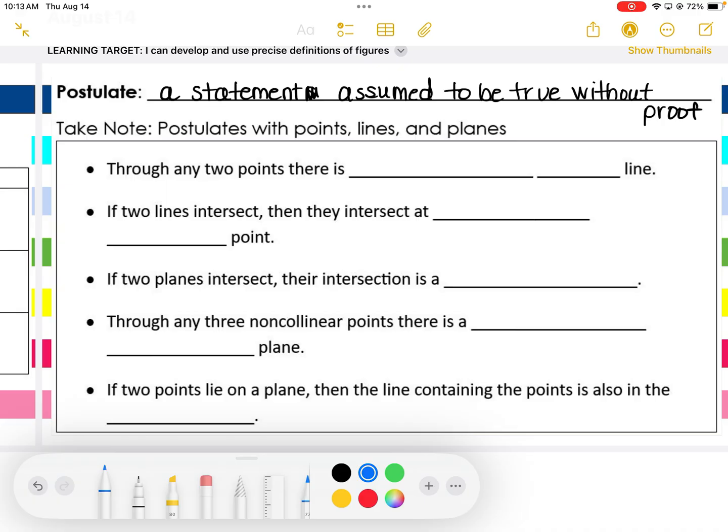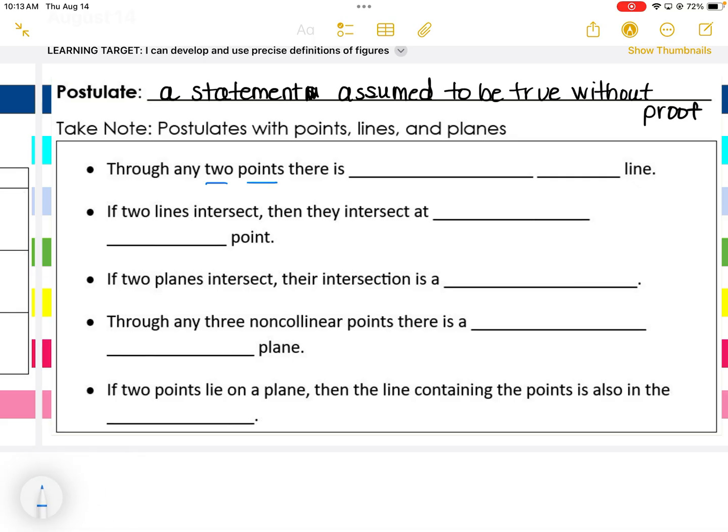Okay, so the first thing says, through any 2 points, there is exactly one line. Okay, so if I drew 2 points here, I can only draw one line through those. Okay, there's only one line that will pass through both of those. Okay, so exactly one, only one.